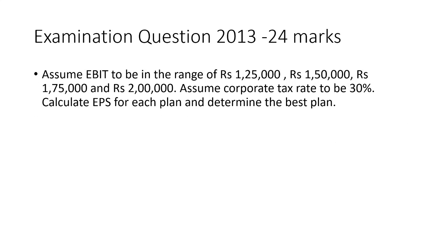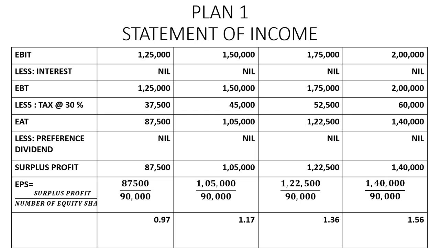Now, the firm's EBIT may be in the range of 1,25,000, 1,50,000, 1,75,000 and 2 lakhs. So there are 4 different EBITs and 4 different plans. The corporate tax rate of the company is 30%. You are asked to calculate the earnings per share for each plan. Now, to find out the earnings per share, we'll have to prepare the statement of income. So let us begin with the first plan.